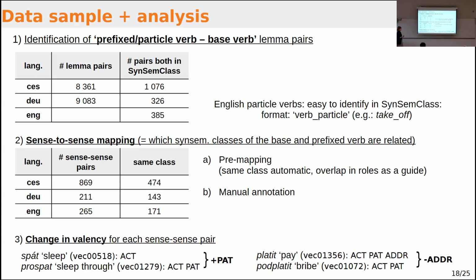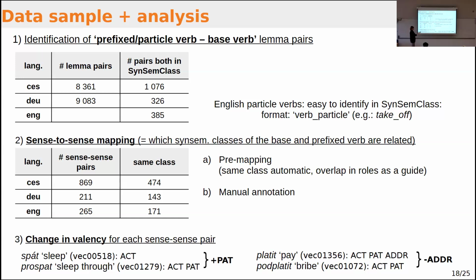Now that we have these sense pairs, we can simply look at the change in valency for each of the items. So spát and prospát, in their particular senses defined by their class, have the valency frames actor for sleep and actor patient for sleep through. And so we can say that the addition of the prefix is accompanied by the addition of the patient slot.